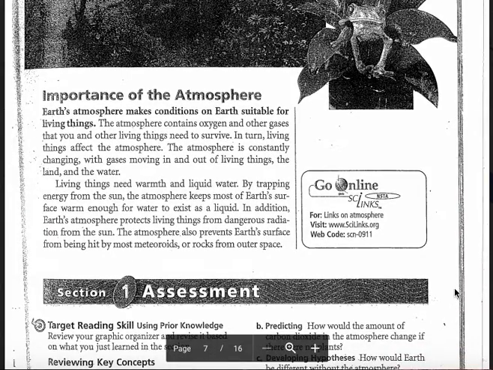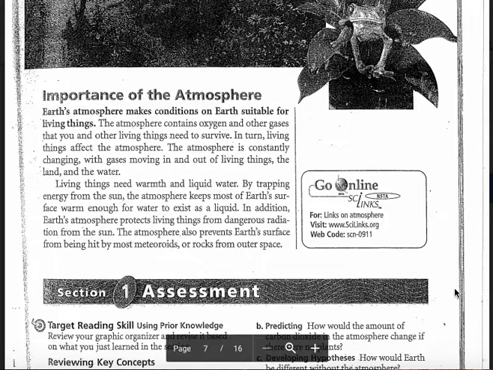Importance of the atmosphere. Remember, this is one of the things at the beginning of the section they said that you should be able to answer. Earth's atmosphere makes conditions on Earth suitable for living things. The atmosphere contains oxygen and other gases that you and other living things need to survive. In turn, living things affect the atmosphere. The atmosphere is constantly changing, with gases moving in and out of living things, the land, and the water.